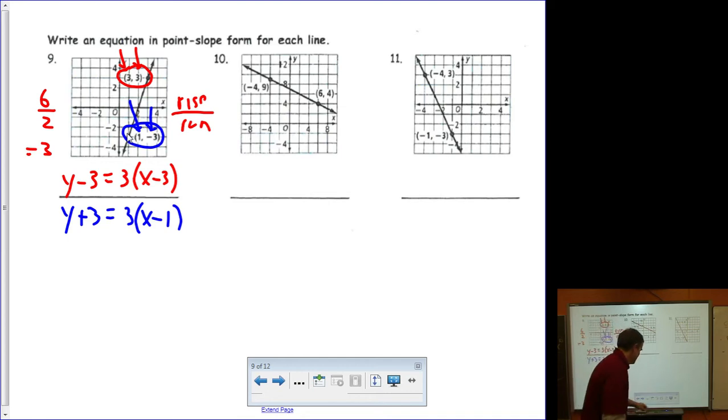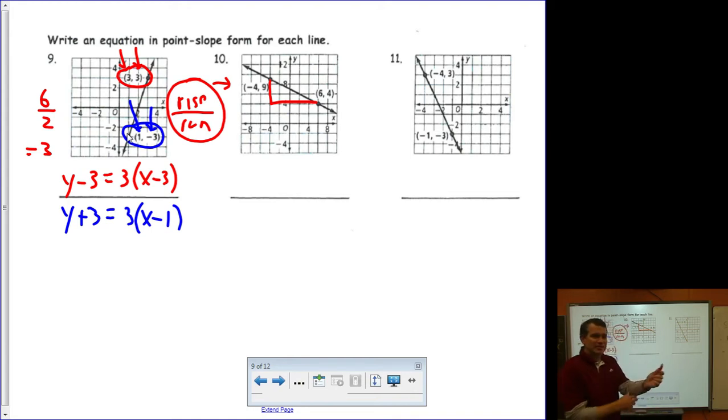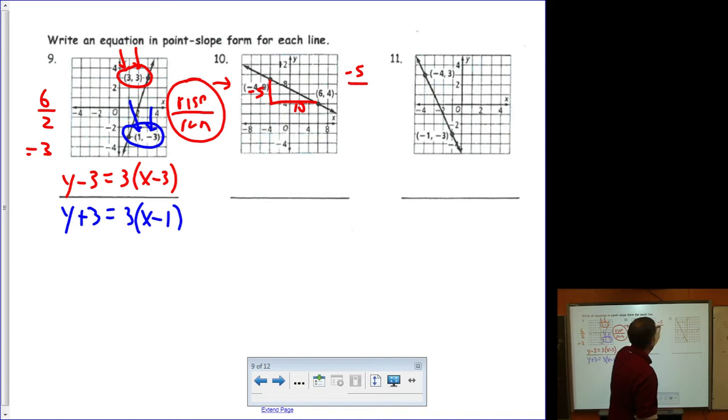Number 10, first I need to figure out the slope, and so I would make my little triangle, and I would use rise over run again. In this case, did you notice that the graph is counting by 2s? It has a scale of 2s. So this is actually 1, 2, 3, 4, 5, down 5. So the rise is -5, and the run is 2, 4, 6, 8, 10. So the slope here is -5/10, which reduces to -1/2.